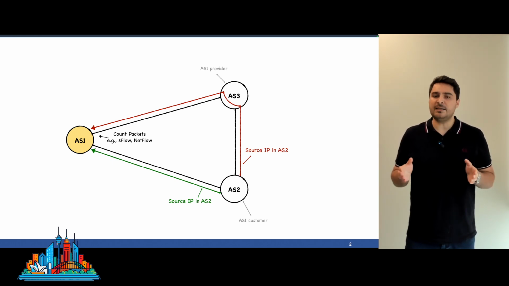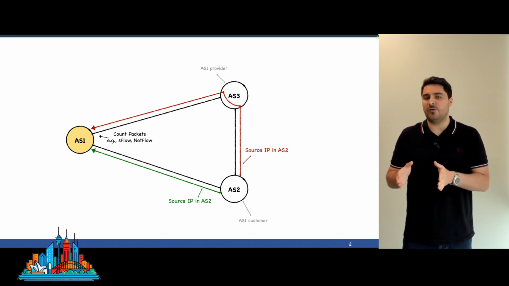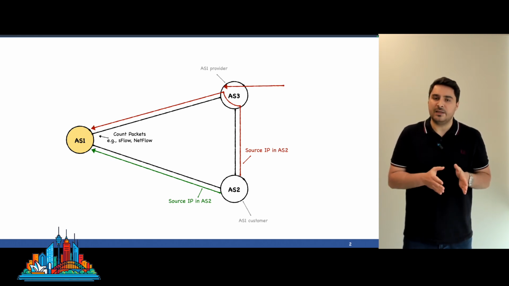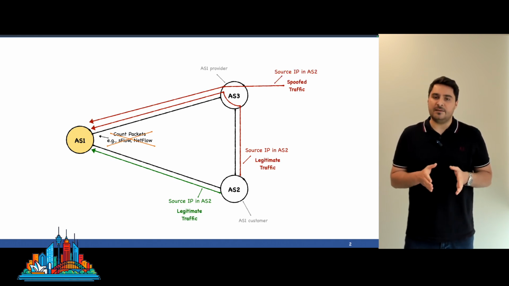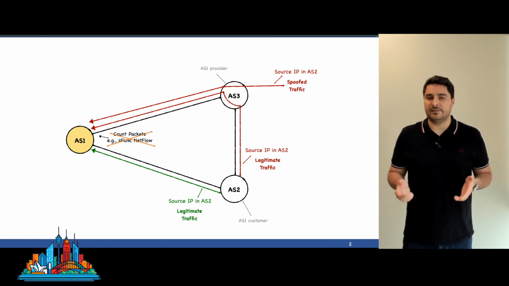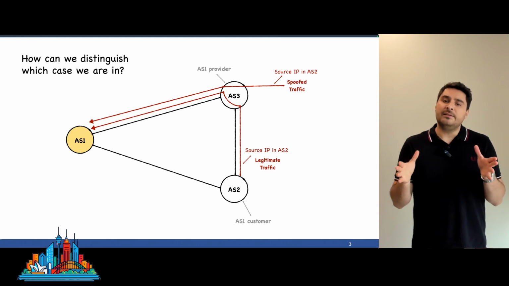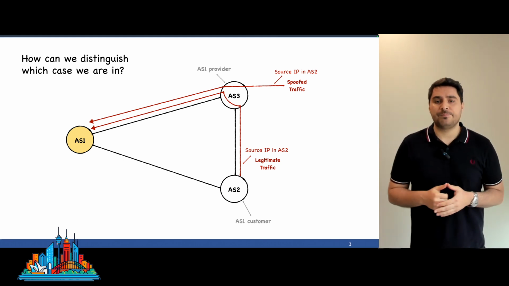However, what in reality can happen is that we may see traffic with the IP addresses of AS2 coming through AS3, and this traffic can be spoofed. In that case, the network operator in AS1 will start troubleshooting a network issue that doesn't exist. So how can we effectively distinguish legitimate traffic from spoofed traffic to minimize false alerts?